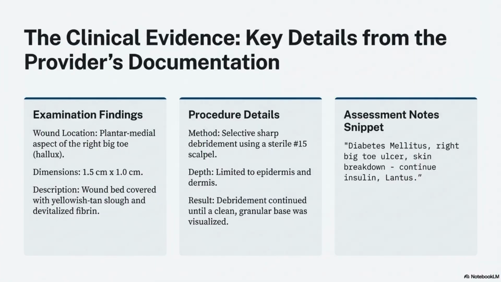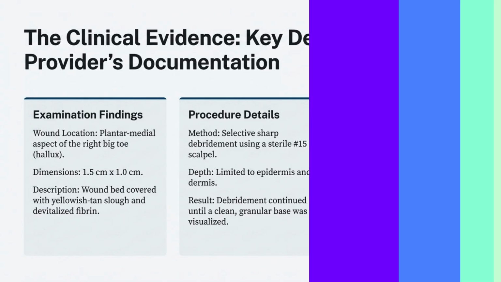Additional documentation from the provider gives us everything we need. The exact ulcer location, the measurements, the appearance, the slough, the fibrin, all of it. The procedure notes clearly outline the debridement itself, the depth, and the final result. And the assessment ties the whole picture together by linking the diabetes to the right big toe ulcer. So the documentation is solid. Now let's take a look at what happened once this moved into coding.